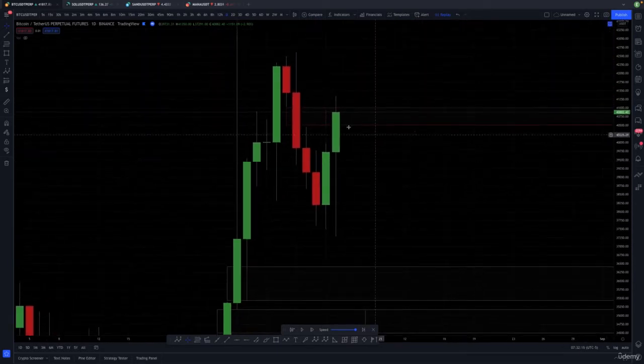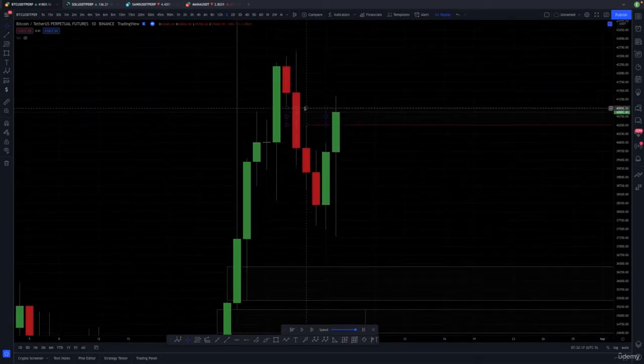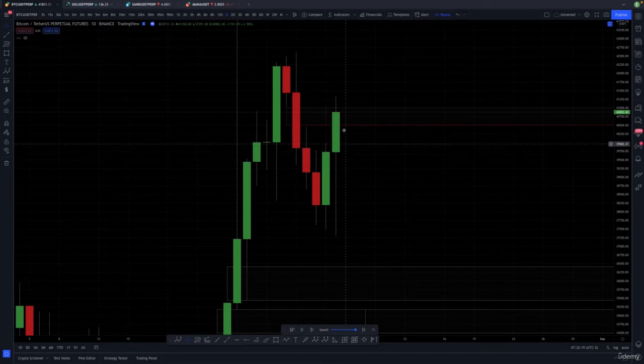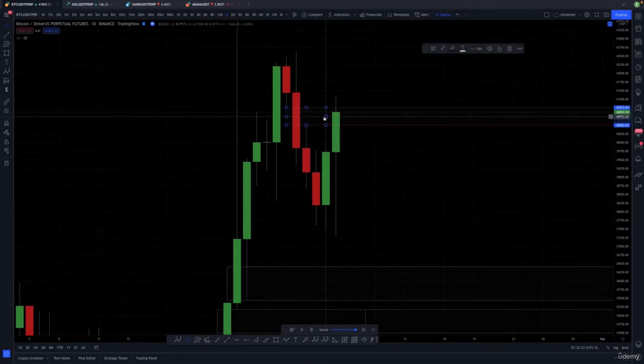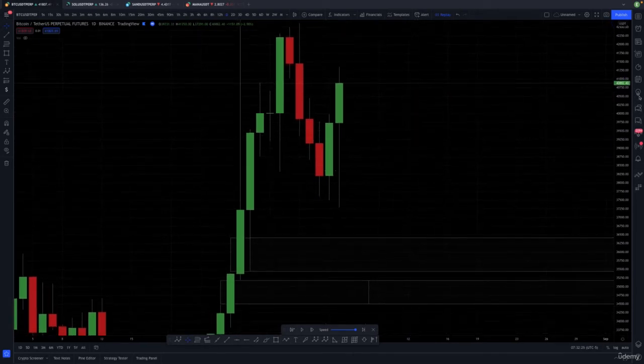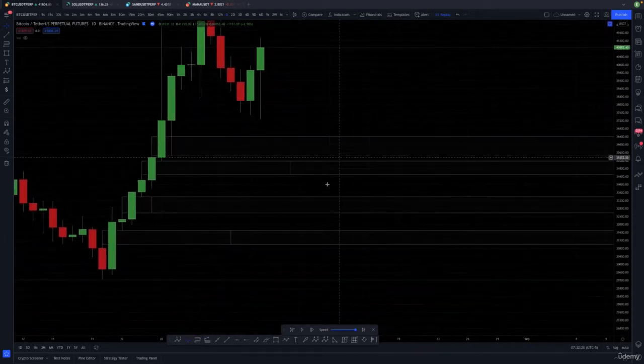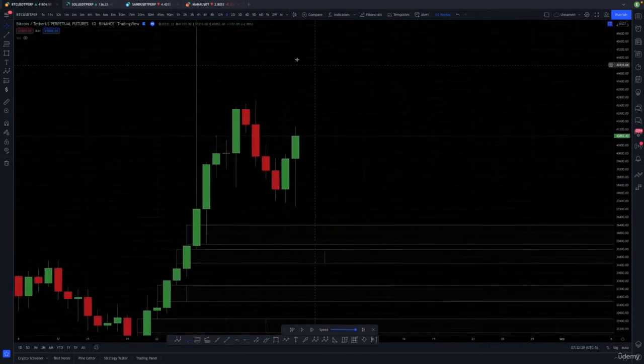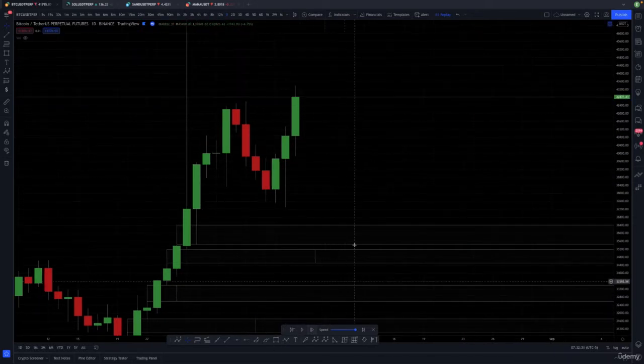Now here at the top, if you see, this was an imbalance left, but this green candle has filled this imbalance. So this imbalance area is not valid anymore, so we'll just delete it. Now we are left with these imbalances here at the bottom. At the top, everything is clear. Let's play the price. Now price went up.